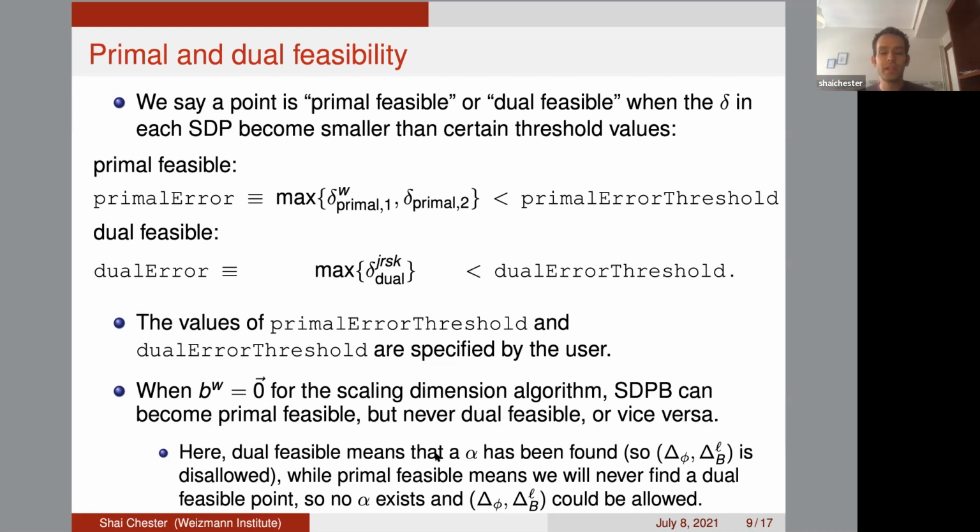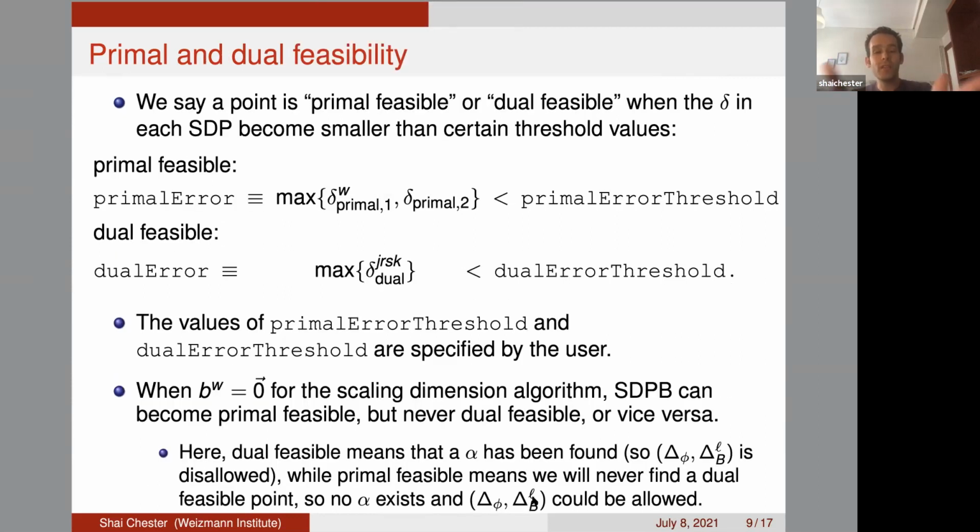So here, dual feasible means that the function alpha has been found. So in our practical application, that means that the delta phi and the bound is disallowed. Because remember from the previous lecture, we said that when you find the alpha, that means there's a contradiction, and so the assumption of the bound you put in must be false. While primal feasible here means that we will never find a dual feasible point, or maybe I should change never to extremely unlikely. So that means no alpha exists. And that means that in principle, the value of delta phi and delta LB that you put in could be allowed. I mean, it doesn't prove that it is allowed, it just means that in principle, it could. And so this is the explanation for the scaling dimension algorithm.